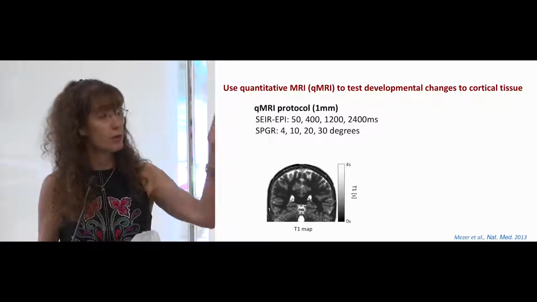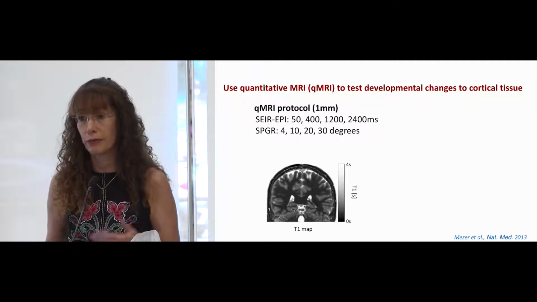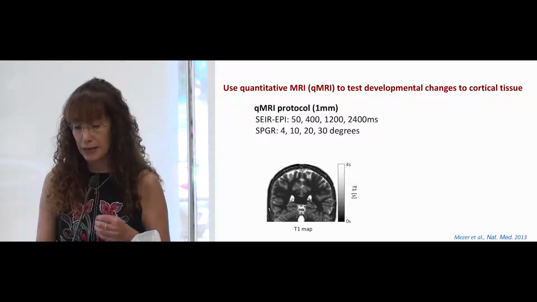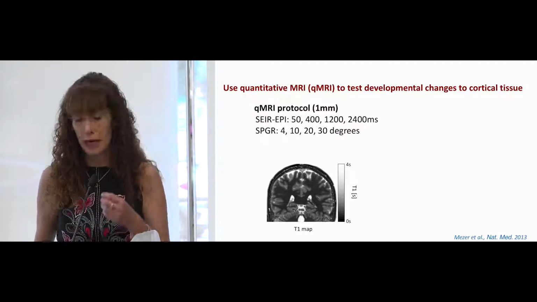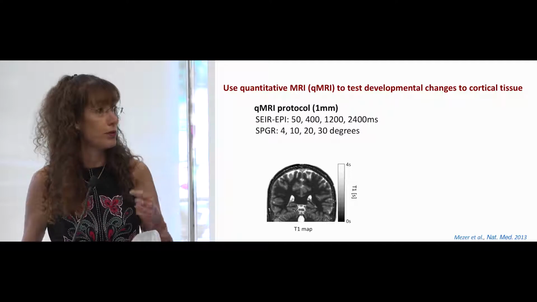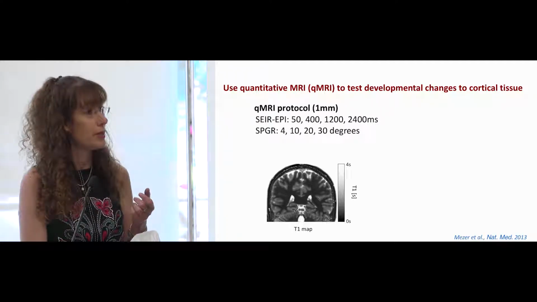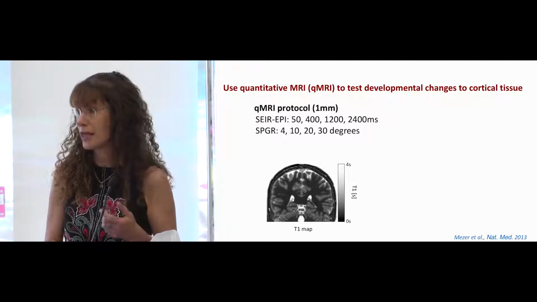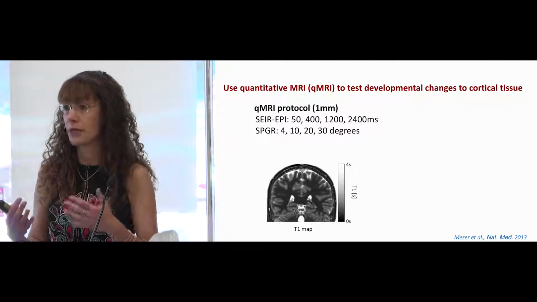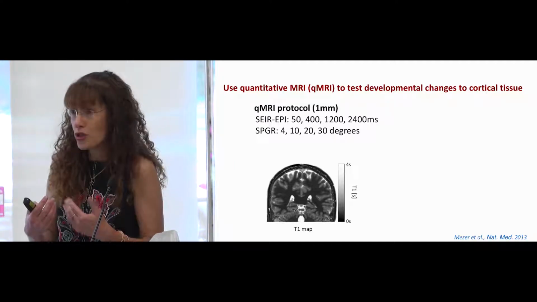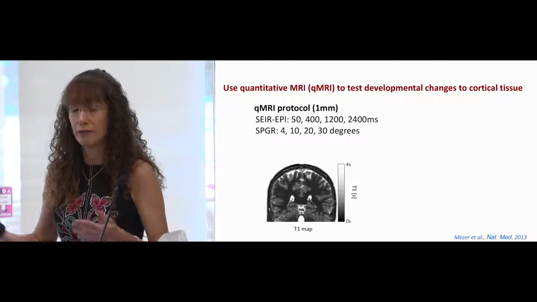The qMRI sequence that I'm going to describe was developed at Stanford by Aviv Mezer, Brian Wandell, and colleagues. Basically, the sequence is designed to remove RF bias and give you a measurement with real numbers and units that describes cortical tissue. The measurement I'm going to describe today is T1 relaxation time. It's in units of seconds, and the idea is it's analogous to something like taking somebody's temperature. It has a real value, and you can compare across individuals.